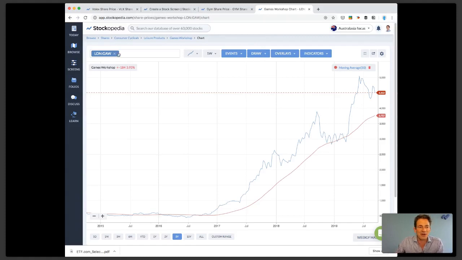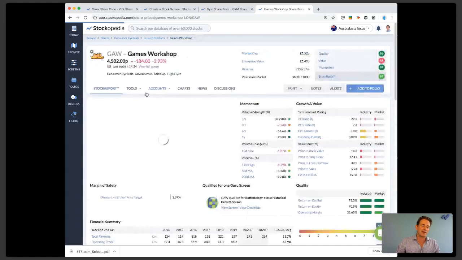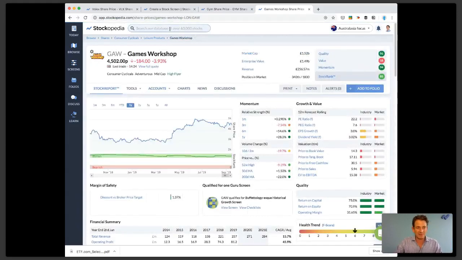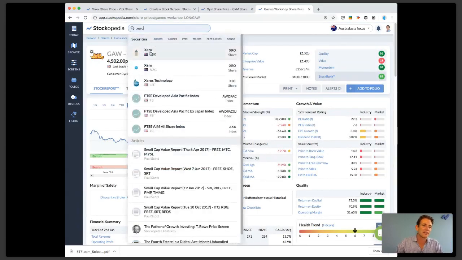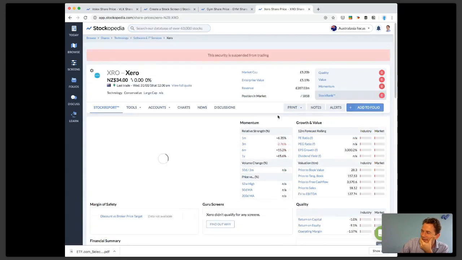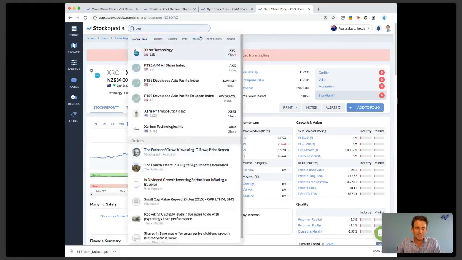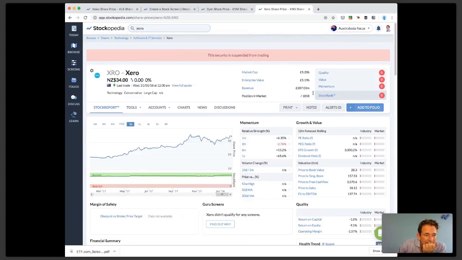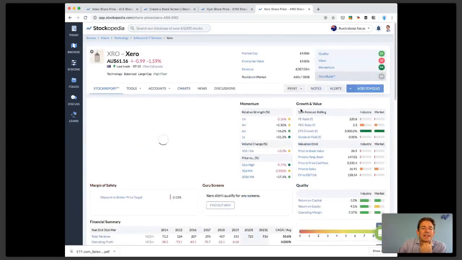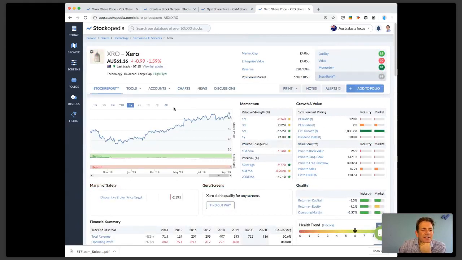Okay, Xero. We use Xero at Stockopedia behind the scenes. Xero is an amazing product, amazing business. Isn't Xero a Kiwi stock? I don't know. Why is it suspended? It's not currently ranked at the moment, which is a bit. Oh no. Okay, it's suspended in New Zealand. Not sure why. But anyway, yeah, here's Xero.